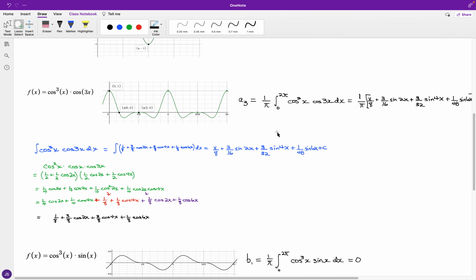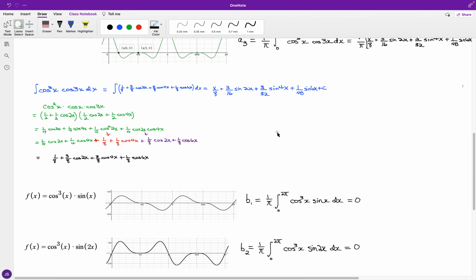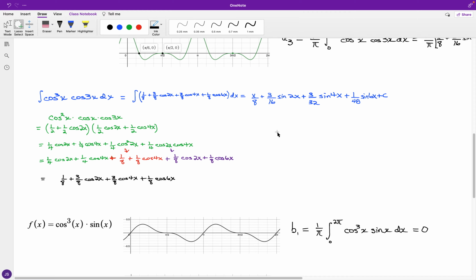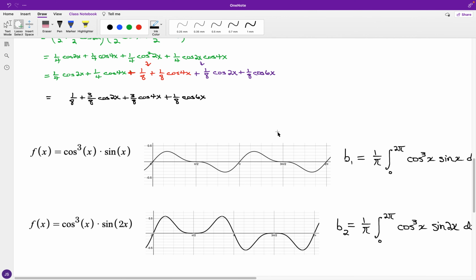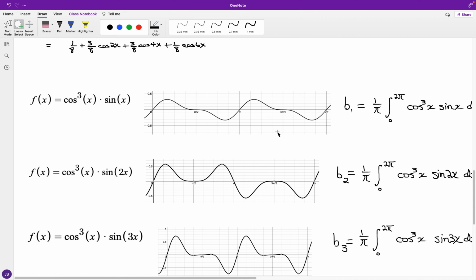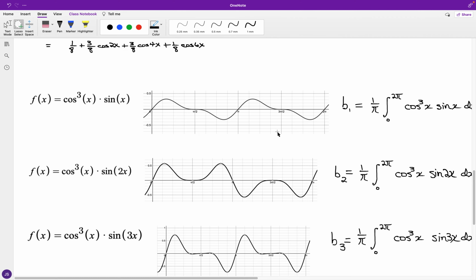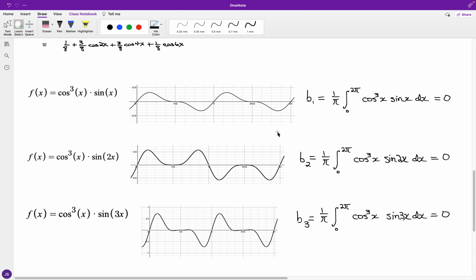And for the next phase, we have the b term coefficients, and this is where we are taking the function f of x and multiplying by the sine of x. And for b sub 1, we're going to have, again, 1 over pi times the integral as x goes from 0 to 2 pi of the cube of the cosine of x times the sine of x dx. And for this particular product, the function is going to have equal area both above and below the x-axis. So we can go ahead and say that that integral is 0.